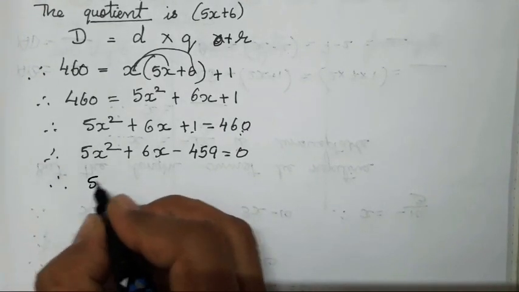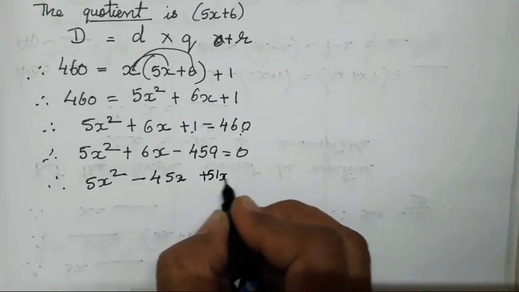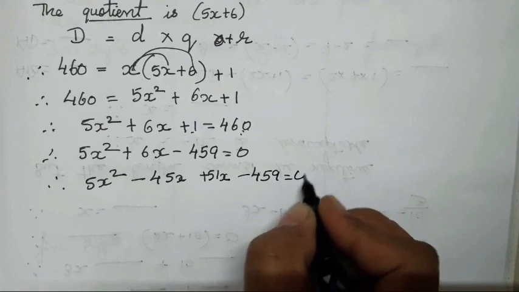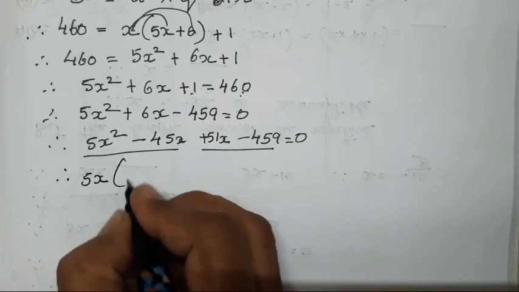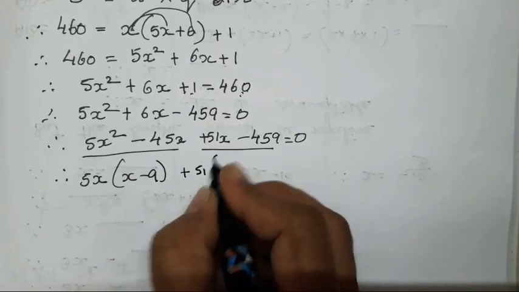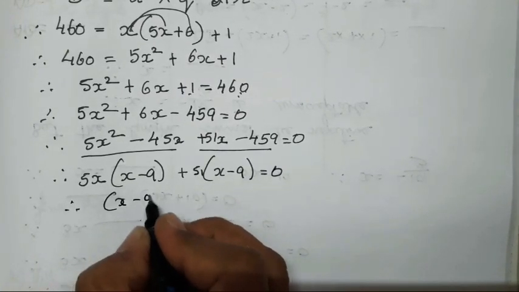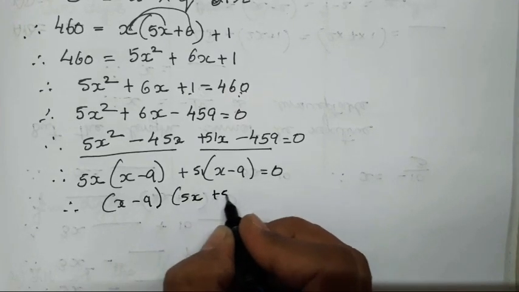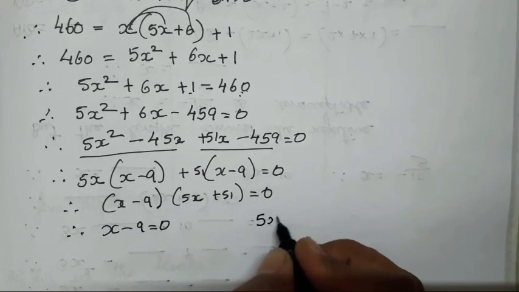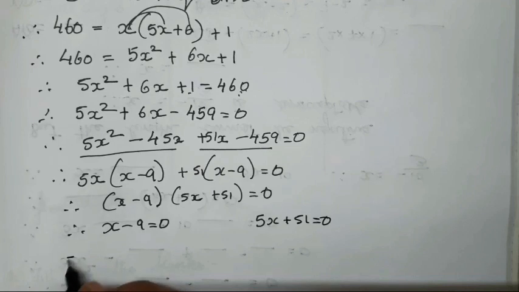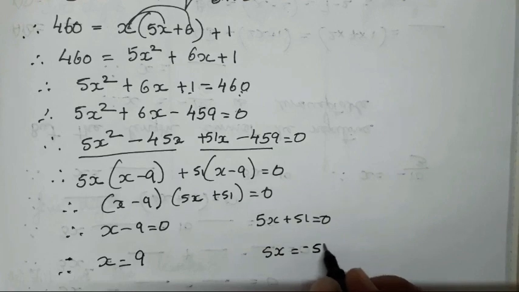Then after this, 5x square minus 45x, splitting the middle term, 51x minus 459 is equal to 0. Take the brackets. After this step, it is going to be 5x (x minus 9) plus 51 (x minus 9) is supposed to be 0. Therefore, x minus 9 and 5x plus 51 is supposed to be 0. Therefore, x minus 9 is 0, or 5x plus 51 is equal to 0. Therefore, x is going to be 9, and over here 5x is equal to minus 51.